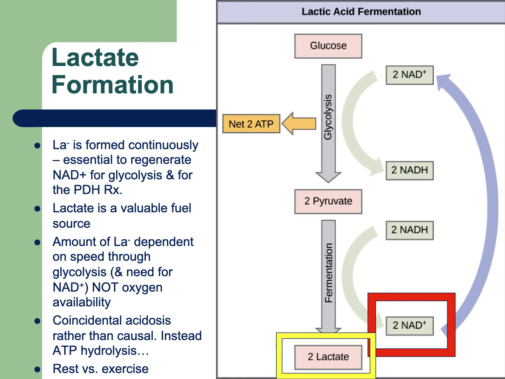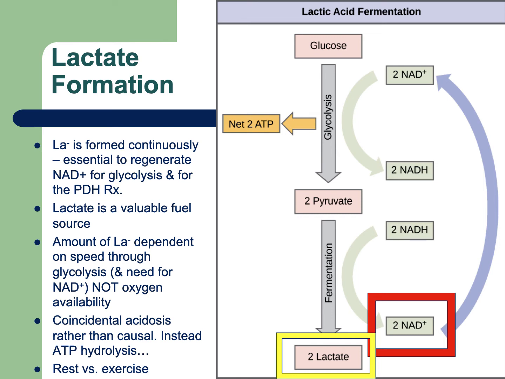Instead, most of the hydrogen ions that are produced are coming from ATP hydrolysis when we break down ATP. Remember, right now, write down that reaction. Write down the ATP hydrolysis reaction, and you'll see that hydrogen ions are produced. That is what contributes to acidosis and not lactic acid formation.